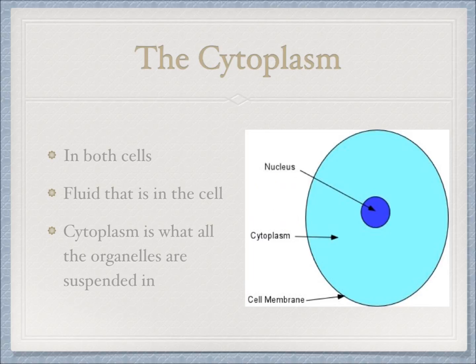Cytoplasm is in both cells and is the food that's in the cell. Cytoplasm is what all the organelles are suspended in. As you can see in the picture, there's the nucleus, and the cytoplasm is everything else in the cell. And then there's the cell membrane, which keeps the cytoplasm in.